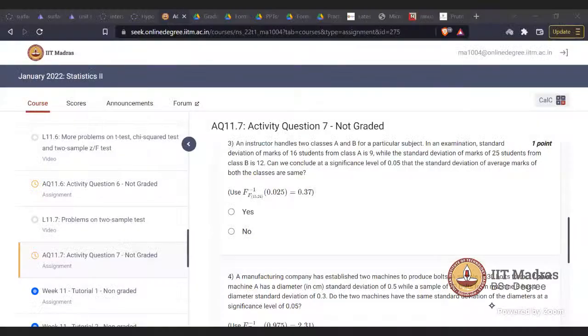Ma'am, in this question, I find out when we have to accept H0 and reject H0, but exactly at the end of that, I get confused about when we have to say yes and no. That's the thing I'm asking. How do we decide whether to say yes or no? Okay. So here, what is your null hypothesis?